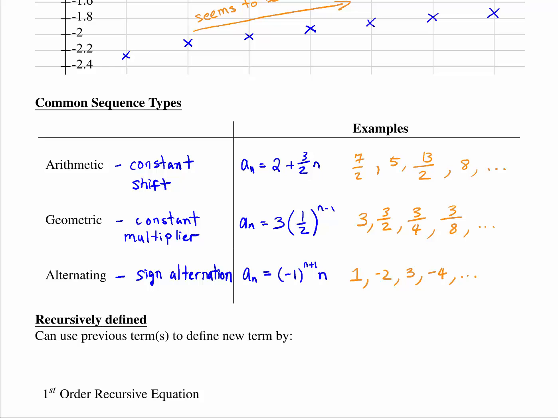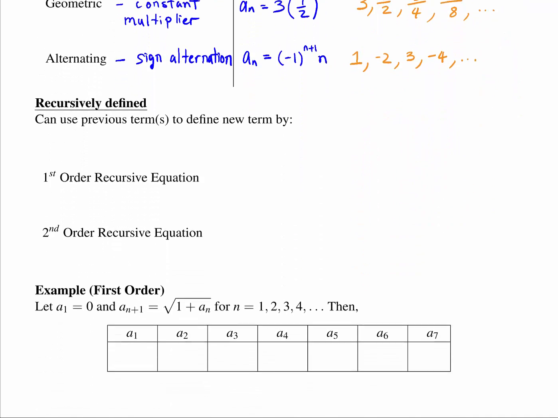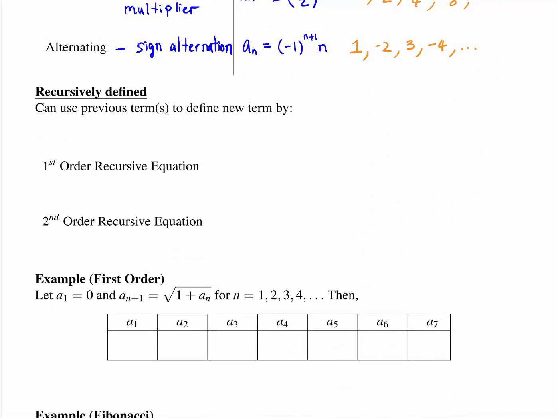We can also define terms in a sequence recursively. So in particular, we could have a first order recursive equation where the (n+1)th term, a_{n+1}, is defined as a function, not of n, but rather of the previous term, a_n. For this to make sense, we have to have one initial value, a1, to start the recursion. A second order recursion would have the form a_{n+1} is a function f of a_n and a_{n-1}. And in this case, because you're looking at the 2 previous terms, to start this one up, you'd have to have a1 and a2 given.